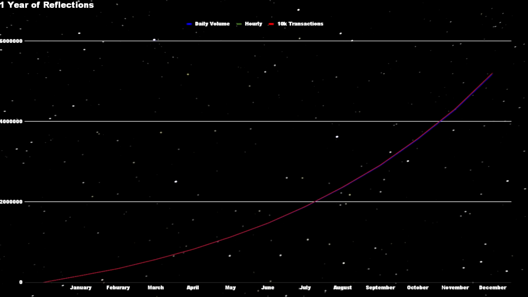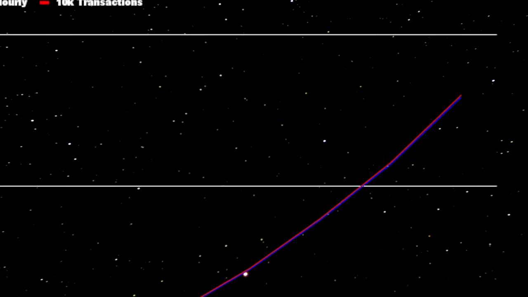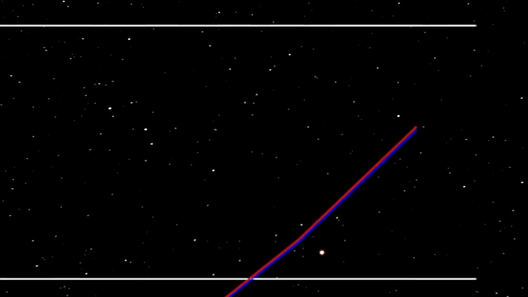If you look closely, you can also see at the very end that there begins to be some separation in our three lines as the growing difference between them becomes visible on the graph.